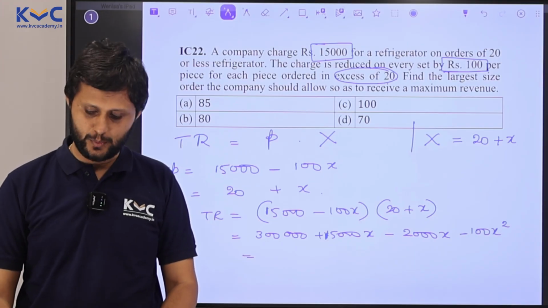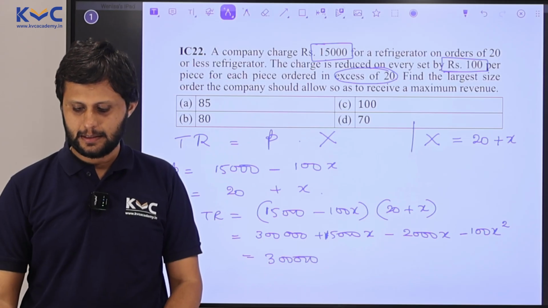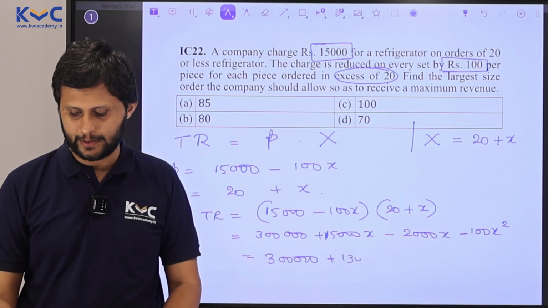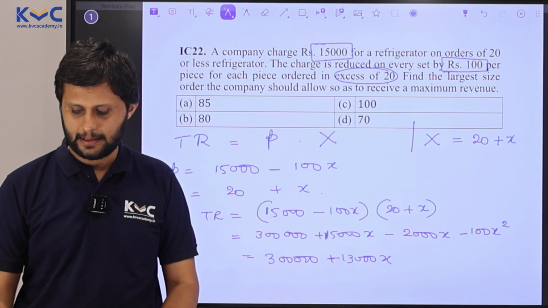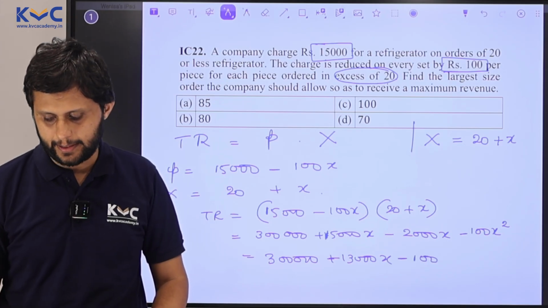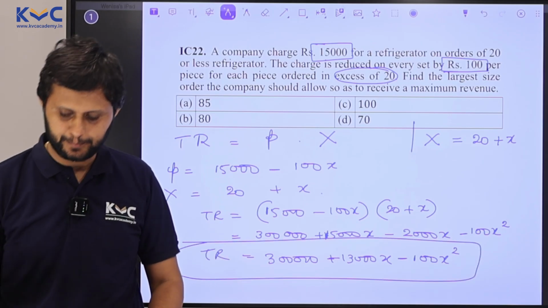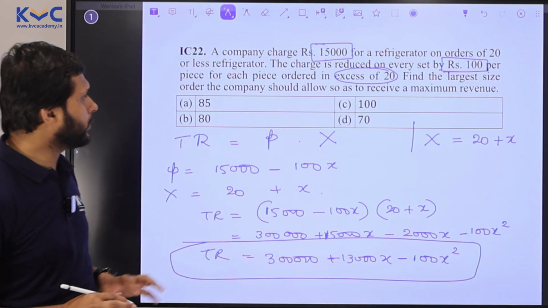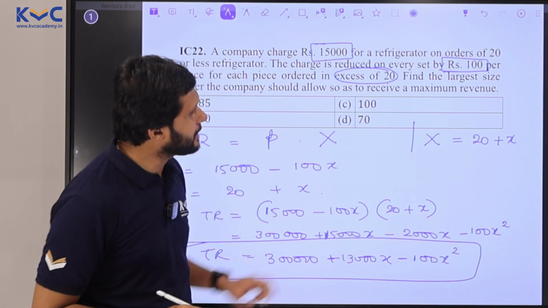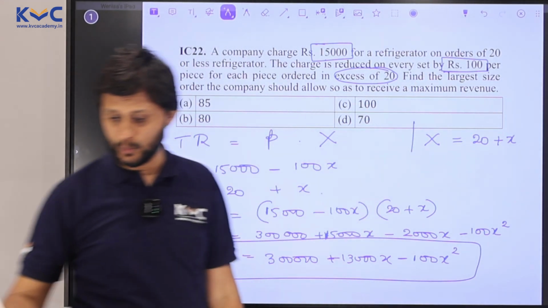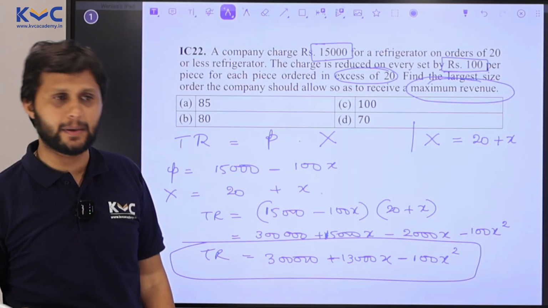Further simplification, we have 3 lakhs plus 13,000x minus 100x square. So we have the total revenue function over here. Now we need to understand what exactly they're asking. They are asking for maximum revenue.